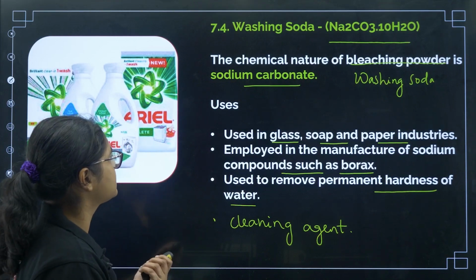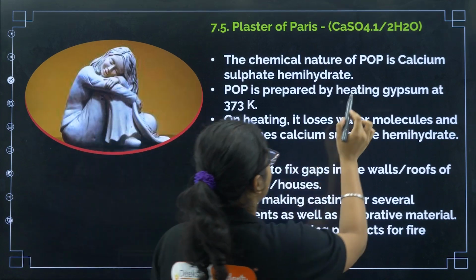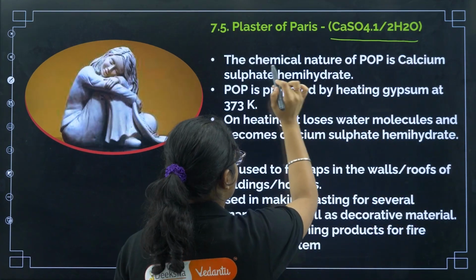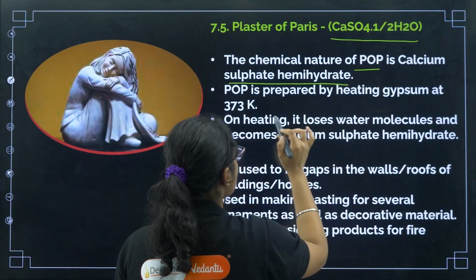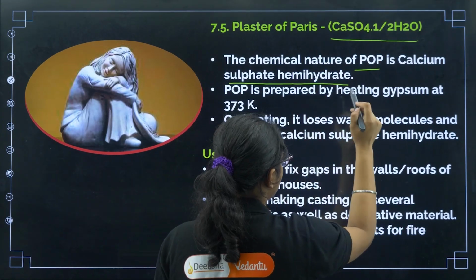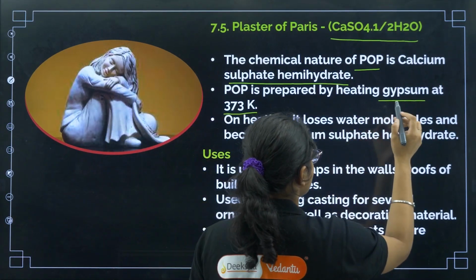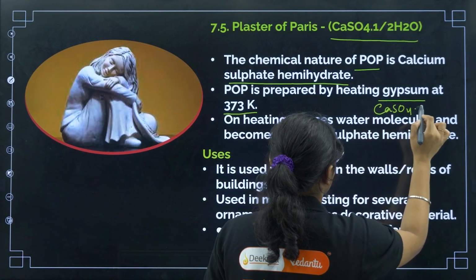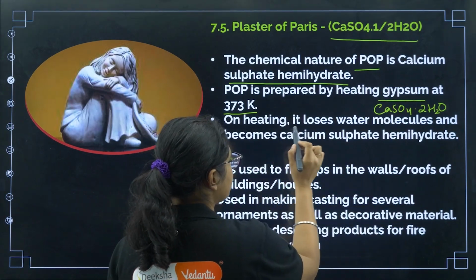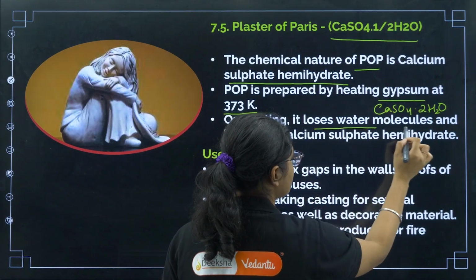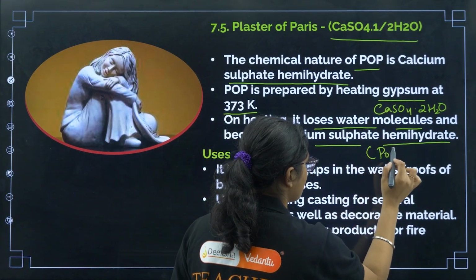Okay, fine. Next, coming to the last compound, that is plaster of Paris. The formula of plaster of Paris is calcium sulfate dot half H2O. The chemical name of plaster of Paris is calcium sulfate hemihydrate. Hemi means half. Plaster of Paris is prepared by heating gypsum at 373 Kelvin. This is important. Now what is gypsum? The formula of gypsum is calcium sulfate dot 2H2O. When we heat gypsum, it loses water molecules and becomes calcium sulfate hemihydrate, which is nothing but your plaster of Paris.